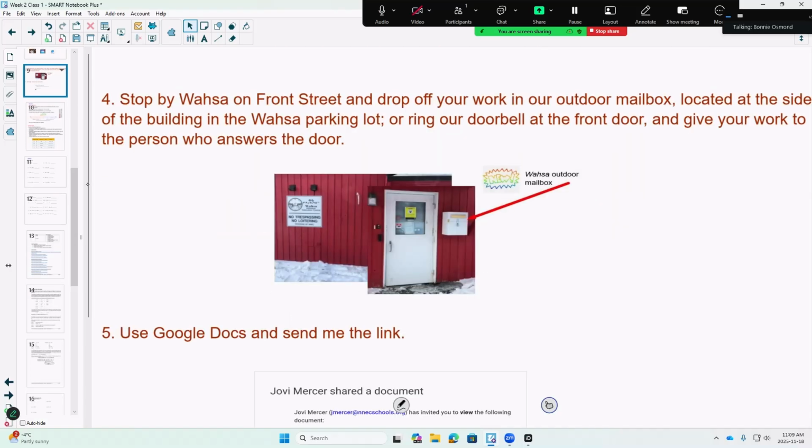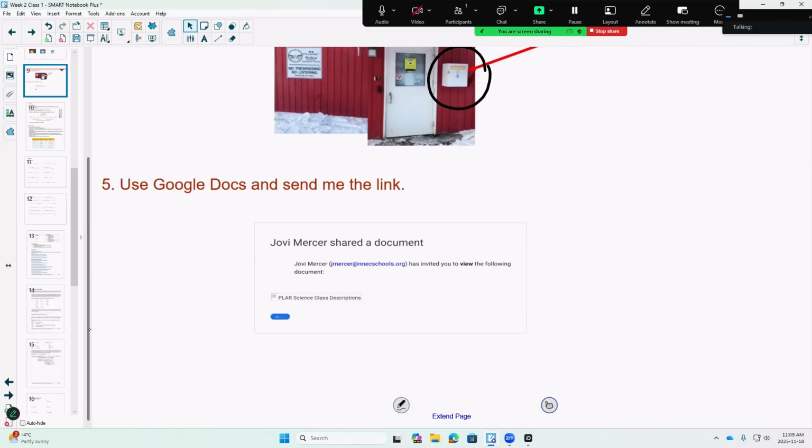Okay, if you live in Sioux Lookout or the surrounding area, you can stop by Wausau on Front Street and drop off your work in our outdoor mailbox, which is located at the side of the building in the parking lot, or you can ring our doorbell at the front door off Front Street and give your work to the person who answers the door. If you do stop by Wausau and I haven't met you yet, please ask for me so that I get to meet you.